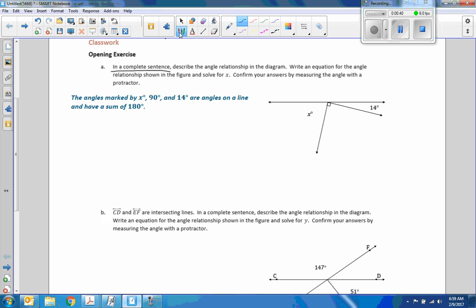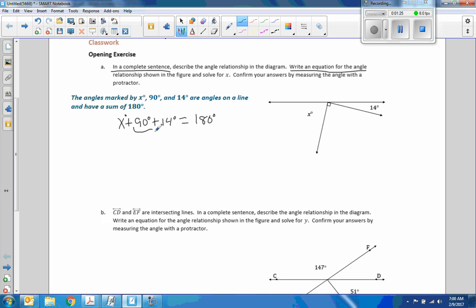So here's my complete sentence. The angles marked by x, 90 degrees, and 14 degrees are angles on a line. This angle plus this angle plus this angle makes this straight line, and they have a sum of 180 degrees. So that's my sentence. Now I need to write an equation for the angle relationship. So I would say x plus 90 plus 14 equals 180 degrees. Okay? This plus this plus this makes that.